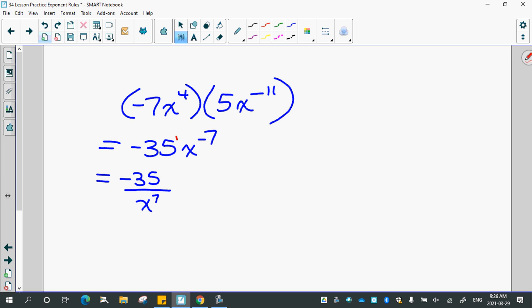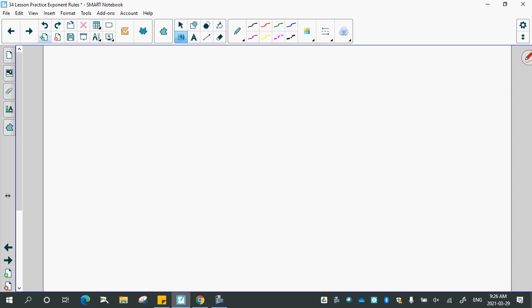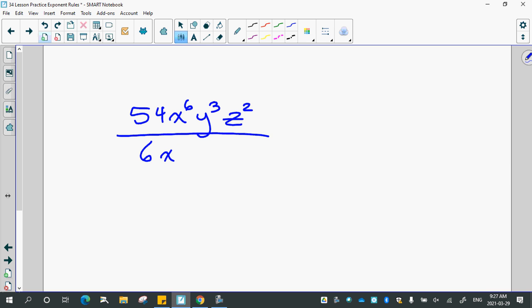Okay. Now we'll try a dividing one. Okay, so 54 x to the 6, y to the 3rd, z squared over 6 x to the 5th, y to the 5th, z to the 5th.